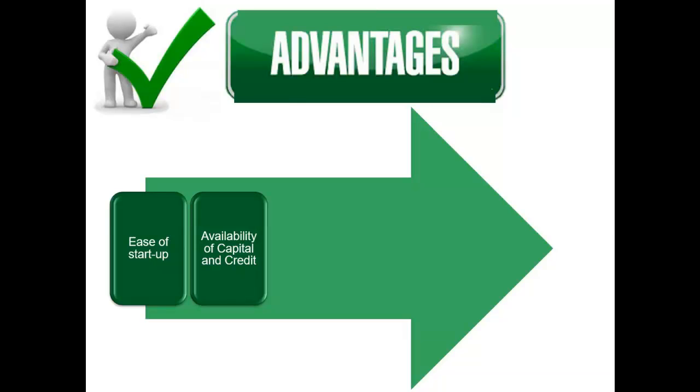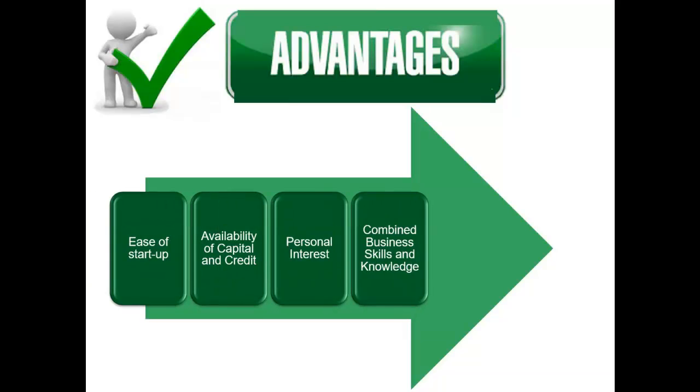The third advantage is the personal interest. General partners are very concerned with the operation of the firm, perhaps even more so than sole proprietors. They are responsible for the actions of all other general partners, as well as for their own actions. The fourth advantage is the combined business skill and knowledge. Partners often have complementary skills. The weakness of one partner in a certain area may be offset by another partner's strengths in a different type of area, so they can combine their skills to make this partnership much more attractive and effective.